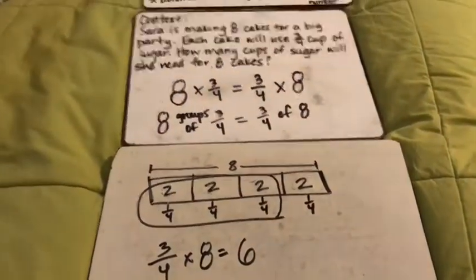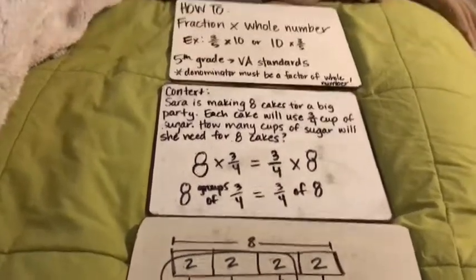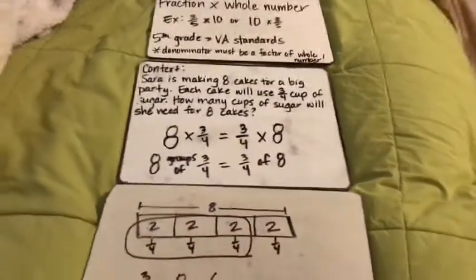So those are 2 examples of fraction times a whole number that match Virginia's 5th grade standards.